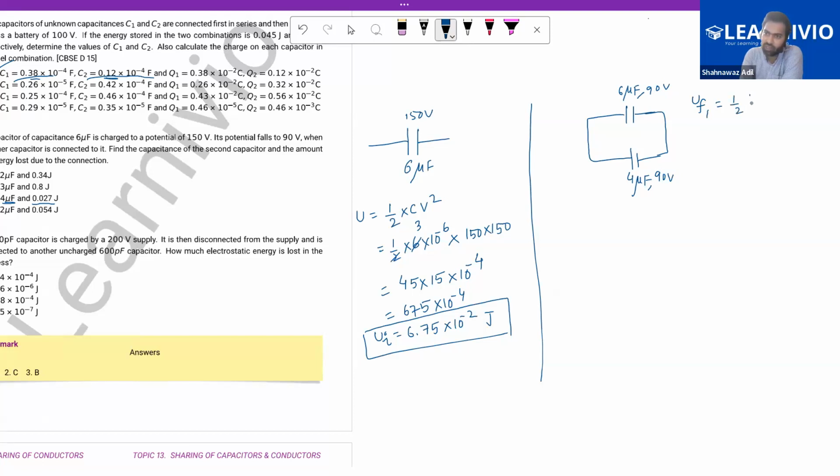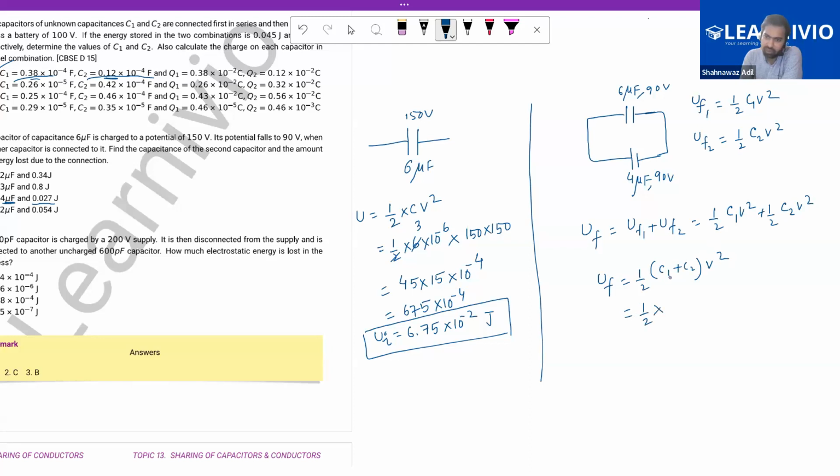So half CV square, right? And then U final 2 is half C2 V square. So U final is U final 1 plus U final 2. So half C1 V square plus half C2 V square. So this would be U final would be half C1 plus C2 and V square. Right, so this is how much?